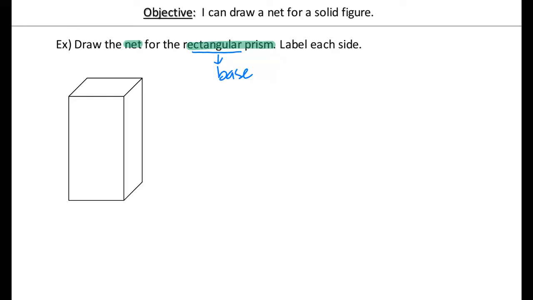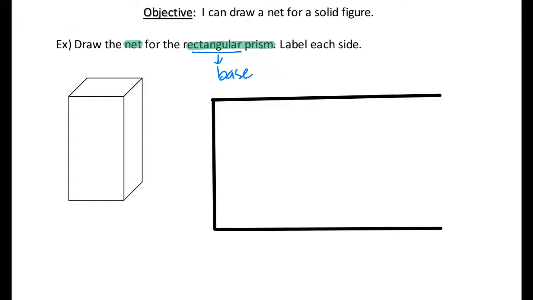Okay, so you're going to grab your ruler, and you are going to draw. I think it's easier if you just draw one long rectangular side here. And then you can just cut it into smaller sides. Okay, so those are going to be my rectangular sides. I'm going to cut those into 4 pieces.